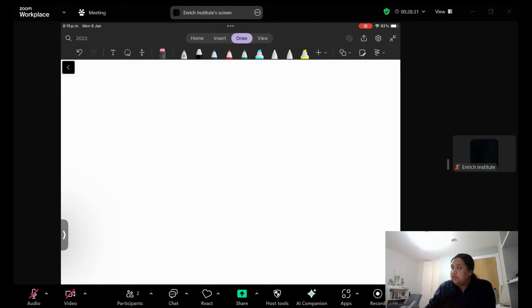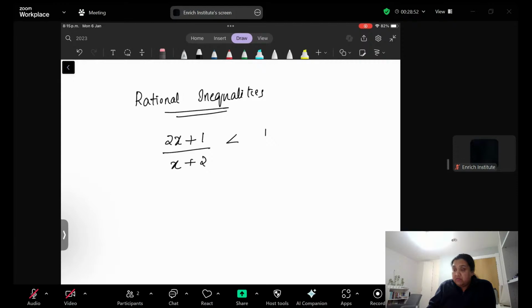So we will move on to rational inequalities. Rational inequalities are ones with fractions. So it will be something like 2x plus 1 divided by x plus 2 less than 1 over 2. So when you have some fractions in place, that is how you will have to solve it.